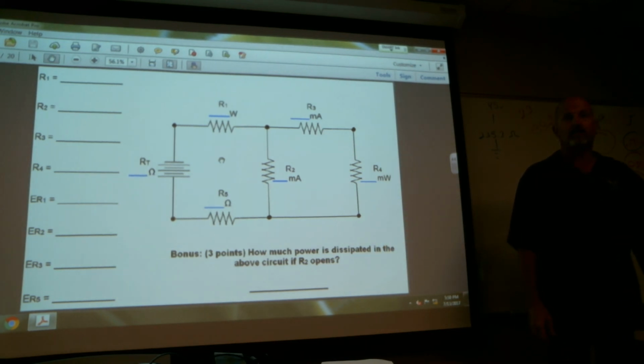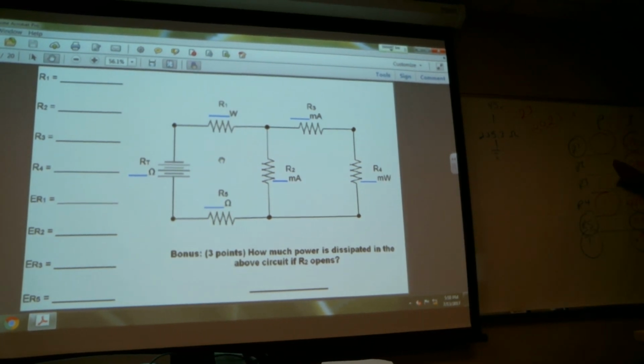If it's additive, can't you just subtract R2's power from the total? Yeah, from the total? I could. I could literally just subtract R2's power and add them up.